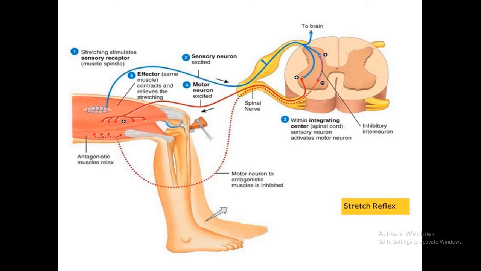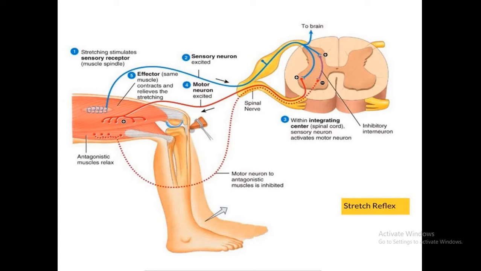stimulus via the sensory neuron, which enters the spinal cord via the dorsal roots to the gray matter. Within the spinal cord, the sensory neuron activates the motor neuron, which will be excited and travels to the muscle and causes its contraction and relieves the stretching. The connection between the sensory and the motor neuron is called monosynaptic because there is no interneuron.